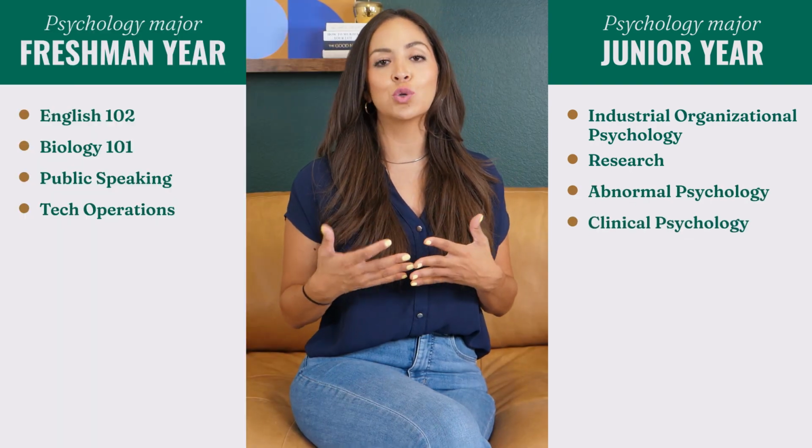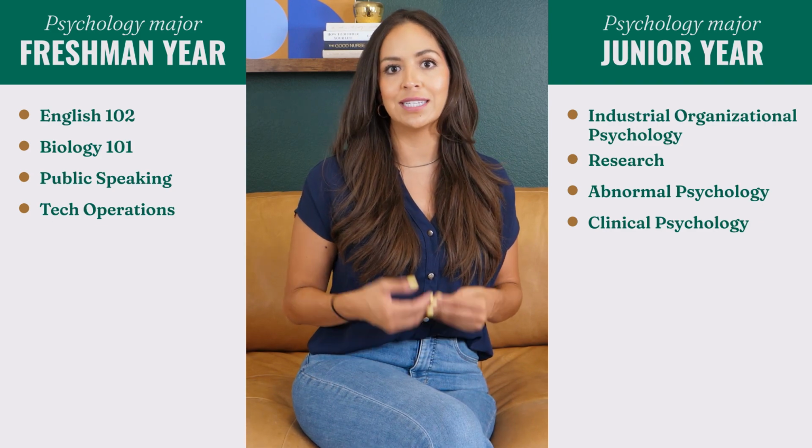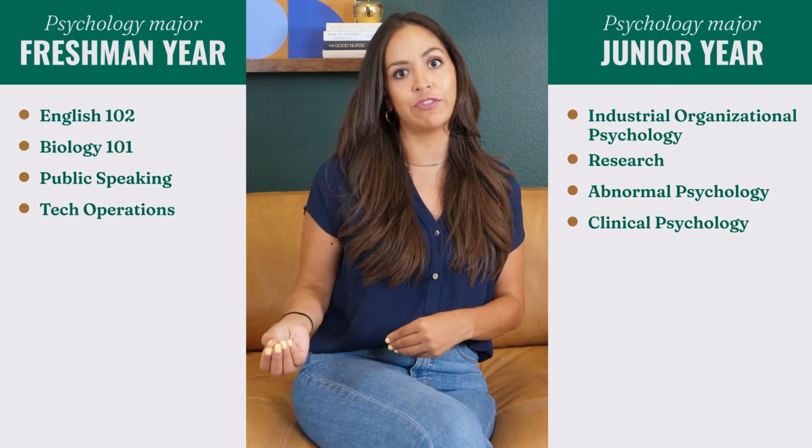To give you my personal example here, I majored in psychology, so my freshman year schedule looked like this: English 102, biology, public speaking, and tech apps. Whereas my junior year schedule looked a little bit more like this: industrial organizational psych, research, abnormal psych, and clinical psych. As you can see, my schedule later on in my college years was much more specialized, so I could learn more specifics within my major career field.